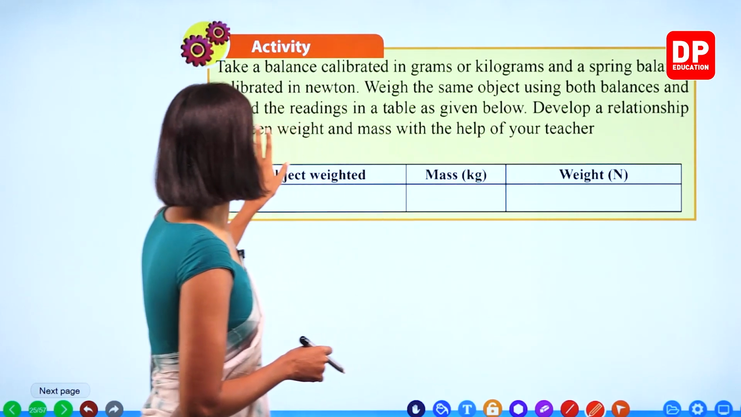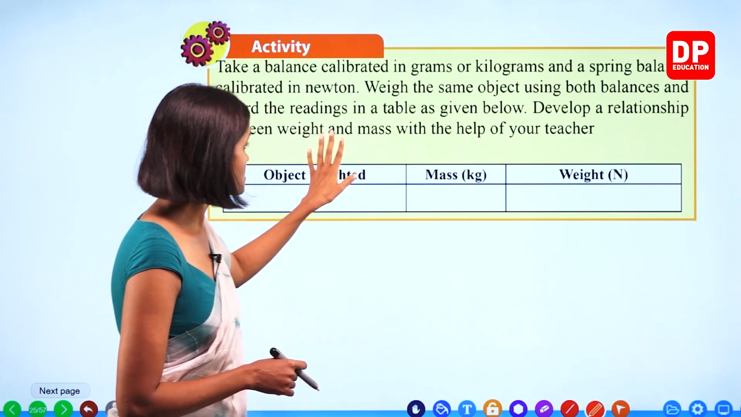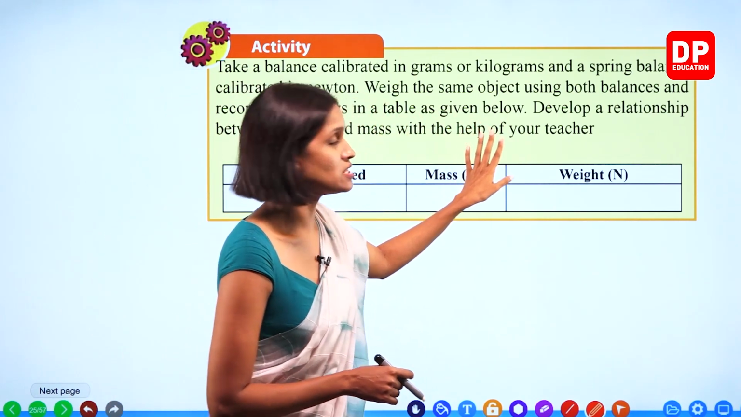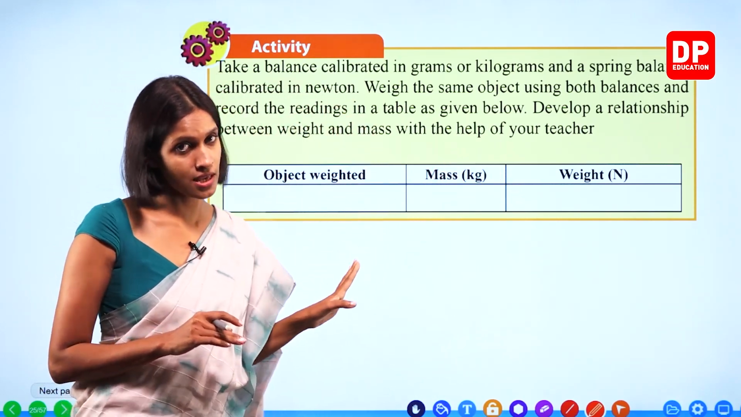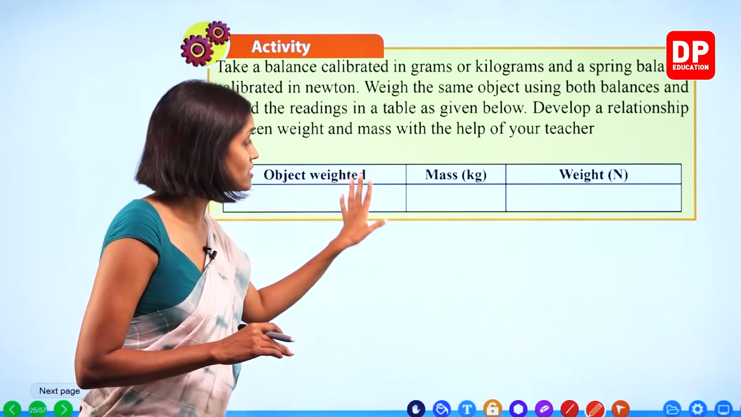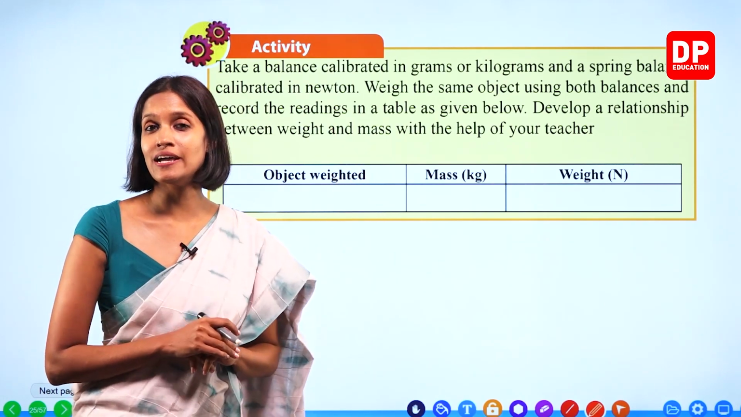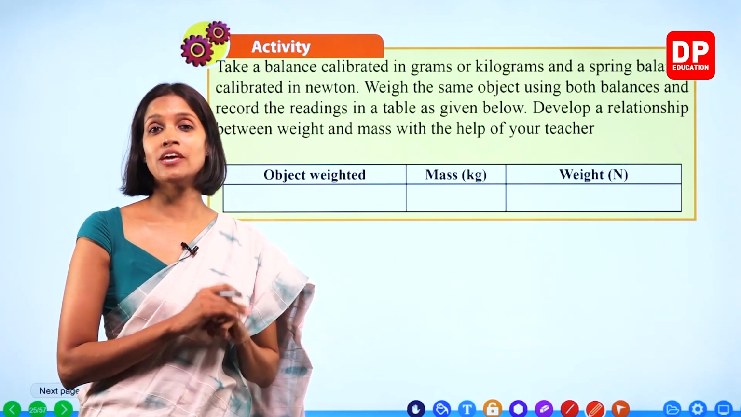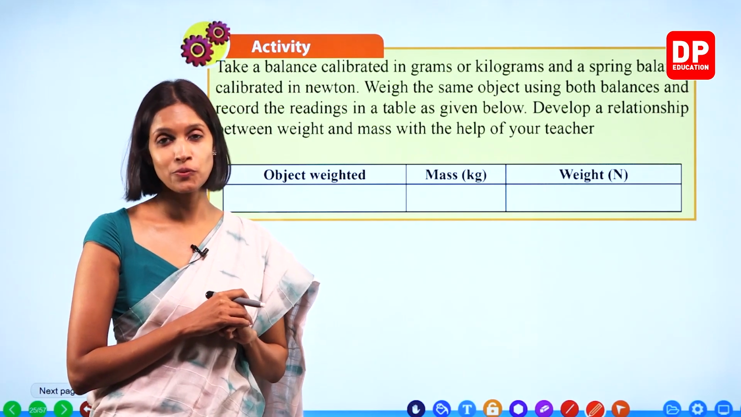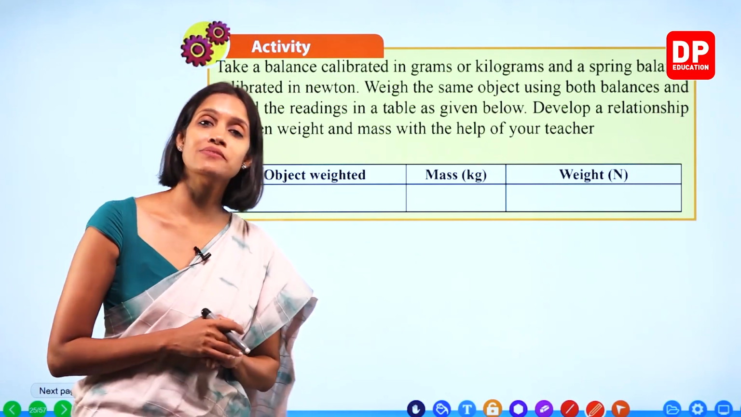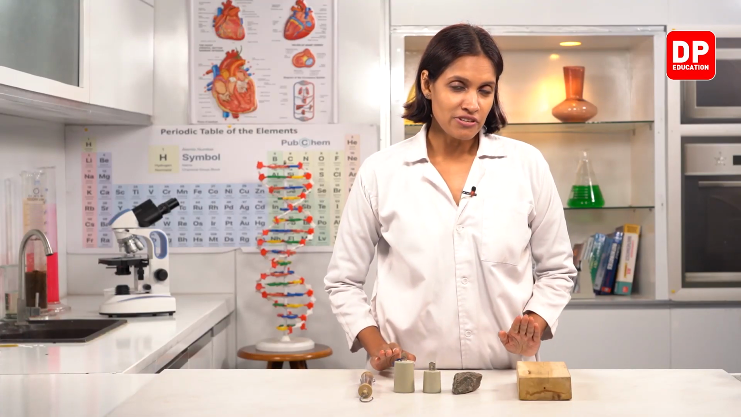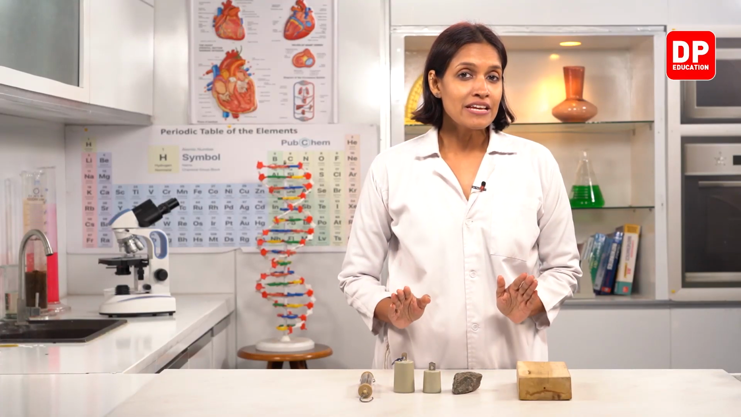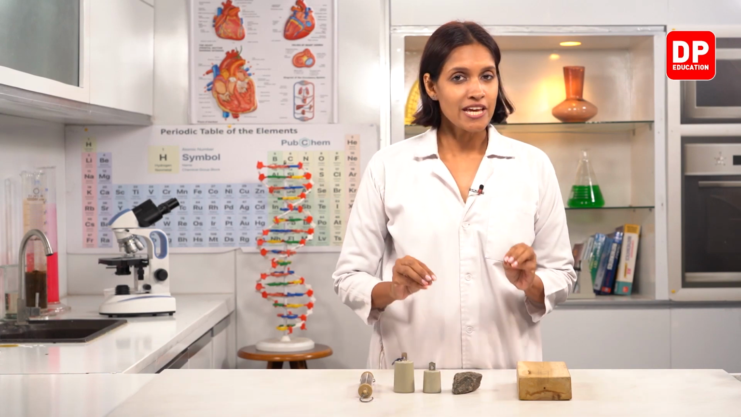Develop a relationship between weight and mass with the help of your teacher. So now we think weight and mass are the same things. But after this activity, we are going to realize they are not the same. They are two different things. Okay, children? We'll do this activity in the lab. Right, children. We are going to do this activity to make a relationship between weight and mass.